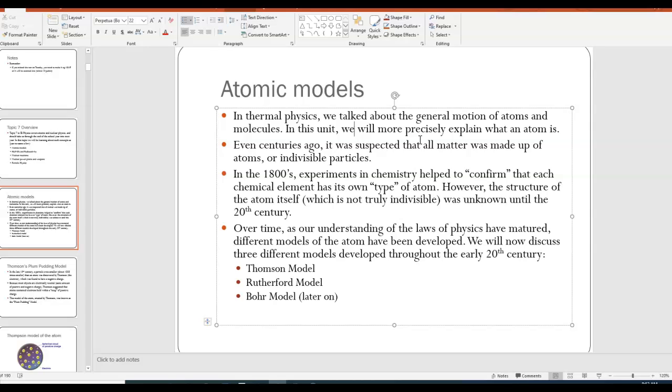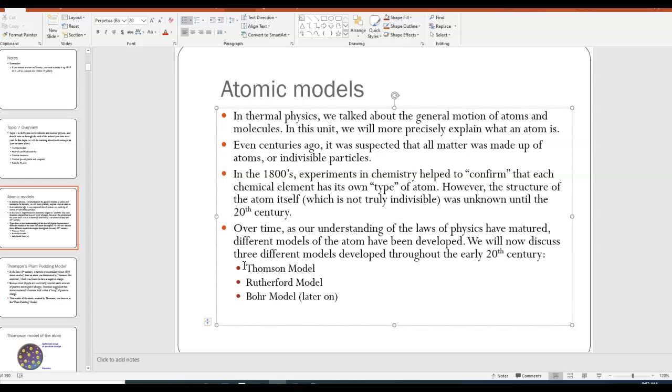And so that's kind of what we're going to lead into today. Now the idea is that over time our understanding of these laws of physics has changed, and that's true for any branch of physics. But especially in this unit, I want you to pay attention to how different models of the atom have evolved over time.